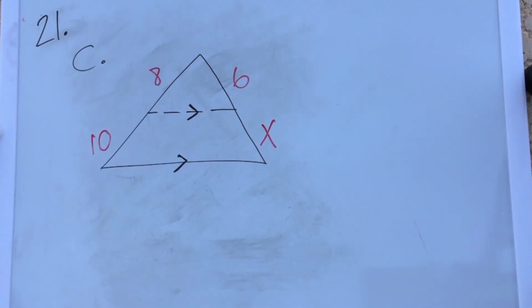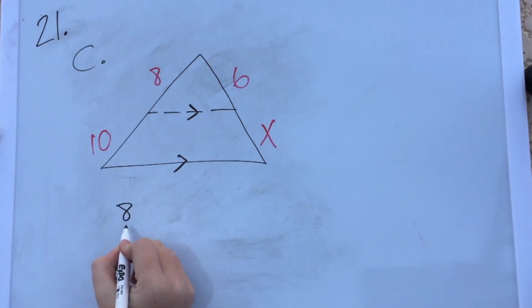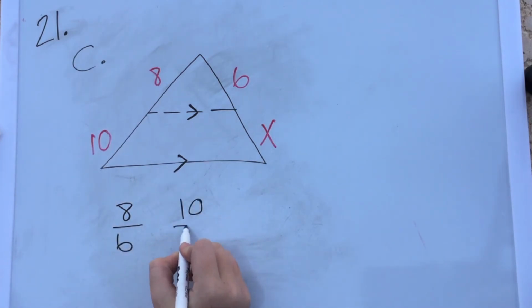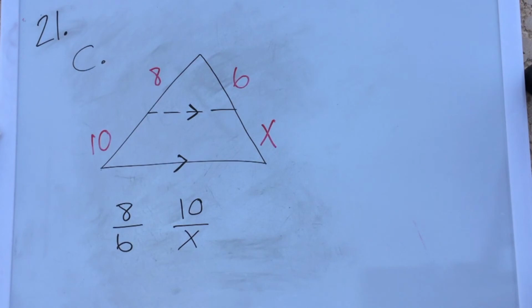Okay, last but not least, problem number 21c. So we are once again going to be setting up proportions. We're going to start off by putting 8 over 6 and 10 over x. Once again, you could do 8 over 10 and 6 over x, but it doesn't matter as long as you stay consistent. We're going to set those two equal to each other, and we're going to cross multiply.